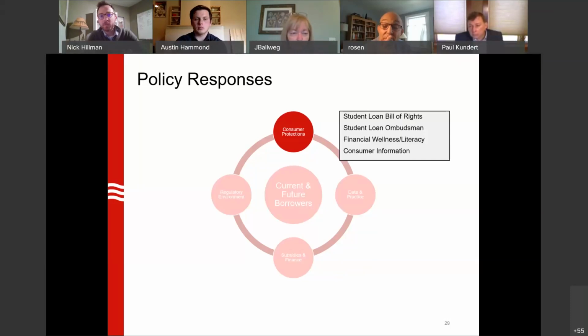The first one is, of course, consumer protections. I see a lot of states moving in this direction. I think there are some promising ideas with each of these that are listed here. You could have, for example, a student loan bill of rights. You could have a student loan ombudsman who's really advocating for borrowers' rights. You could have financial wellness and literacy all along the borrowing spectrum, even before and after a loan, and of course, better consumer information. These are the go-to policy responses because they're usually not as expensive as some other ones, and they're really important, but they're a necessary but insufficient solution to any debt problem.